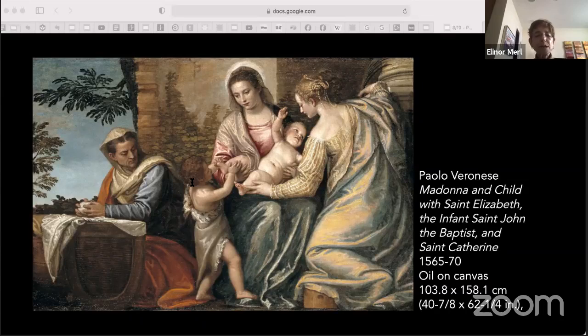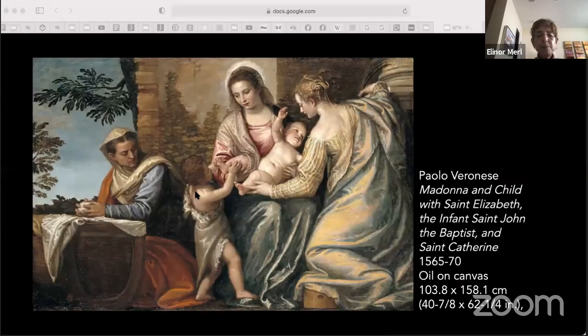And because of the Inquisition, there's a story about how he needed to change the name of a painting he had done of the Last Supper. And it was so blasphemous to the church because of what it depicted that he renamed it Feast in the House of Levi. Veronese dominated Venetian painting in the late 16th century, and he influenced European artists for generations to come.